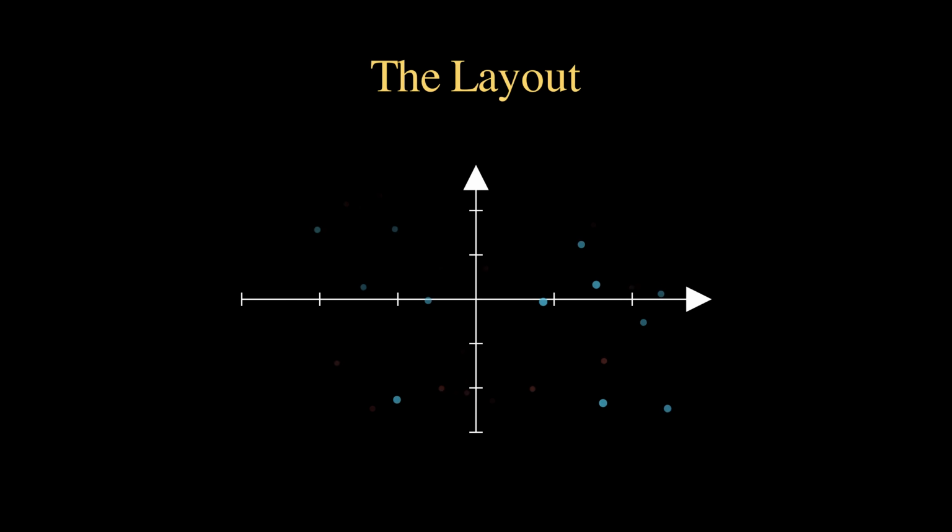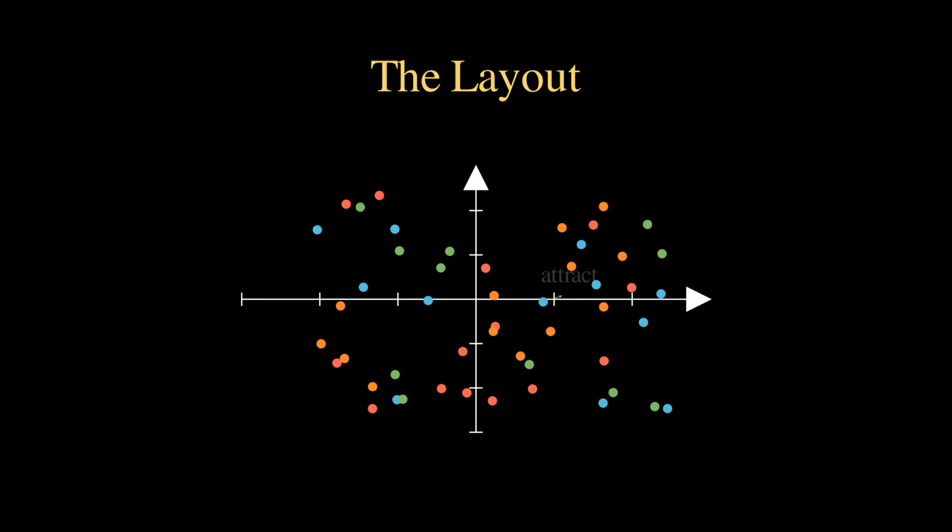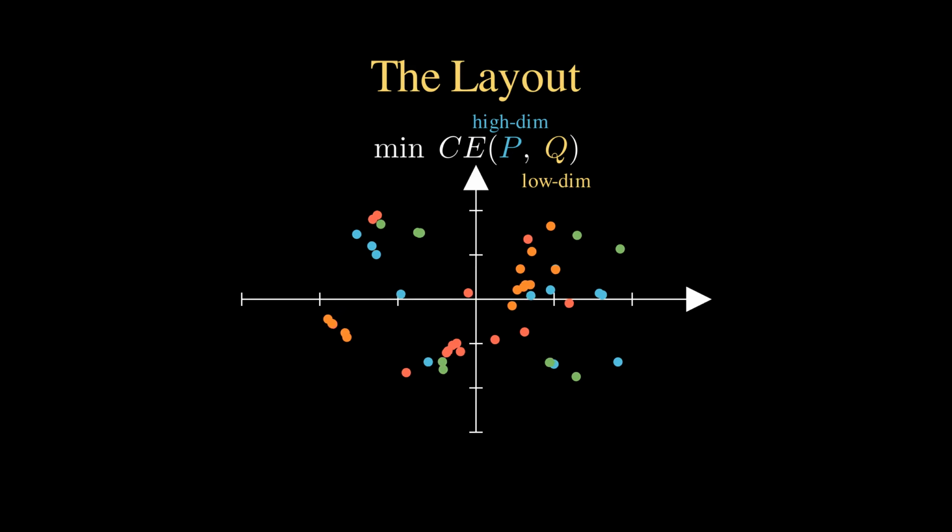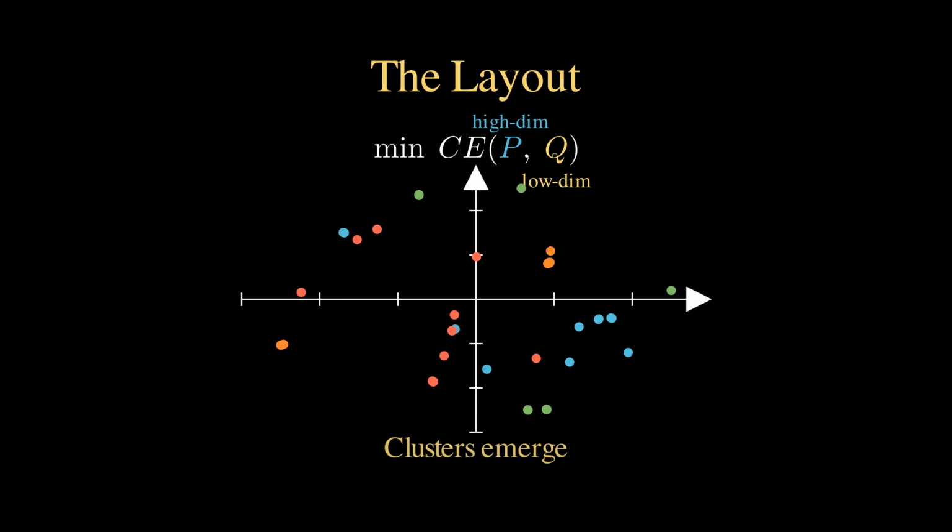Now start with random positions in 2 dimensions. Connected points attract each other. Non-connected points repel. UMAP minimizes a cross-entropy between the high-dimensional graph and the low-dimensional one. And as the optimization runs, watch, clusters emerge.